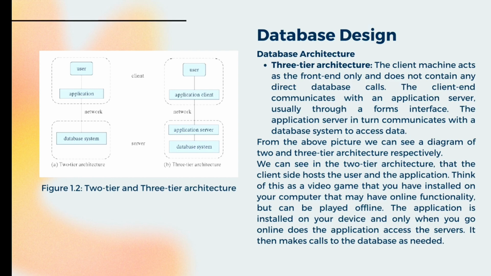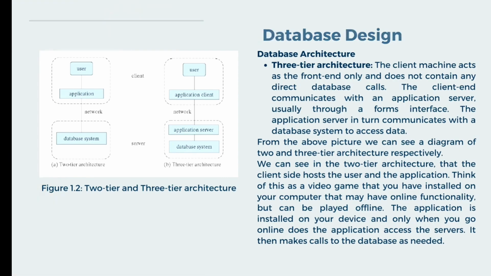From the above picture we can see a diagram of 2- and 3-tier architecture respectively. We can see in the 2-tier architecture that the client side hosts the user and the application. Think of this as a video game that you have installed on your computer that may have online functionality, but can be played offline. The application is installed on your device and only when you go online does the application access the servers. It then makes calls to the database as needed.